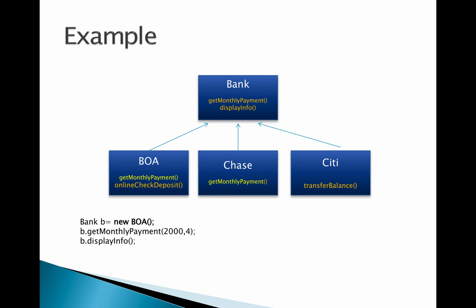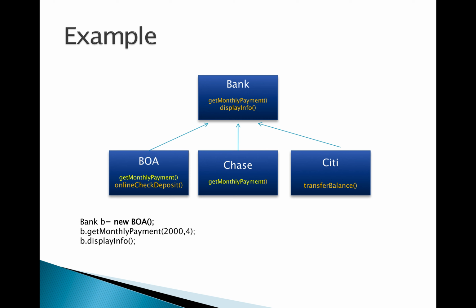So what is going to happen if you now call b.getMonthlyPayment with 2000, 4? Again, it is going to depend on the object. The object is a Bank of America object, so it is going to call the getMonthlyPayment method of the Bank of America class and not the Bank's class, because it always depends upon what objects you are creating. Here you have created not a Bank object but a Bank of America object, but the reference is still the Bank reference, which is the superclass reference. So even though the reference is a Bank reference, it is going to call the overridden method, which is Bank of America's method.